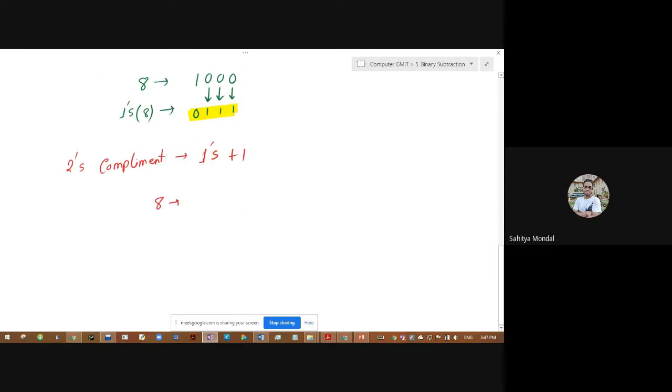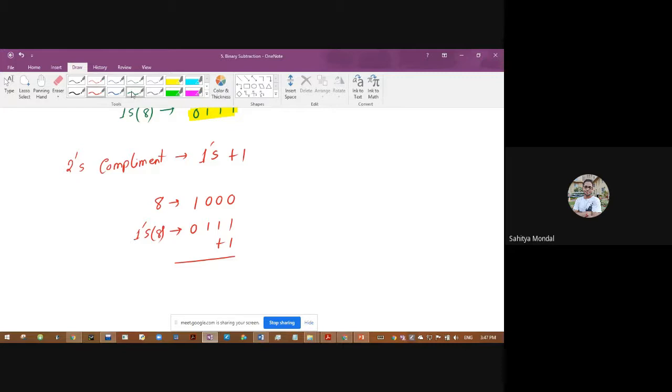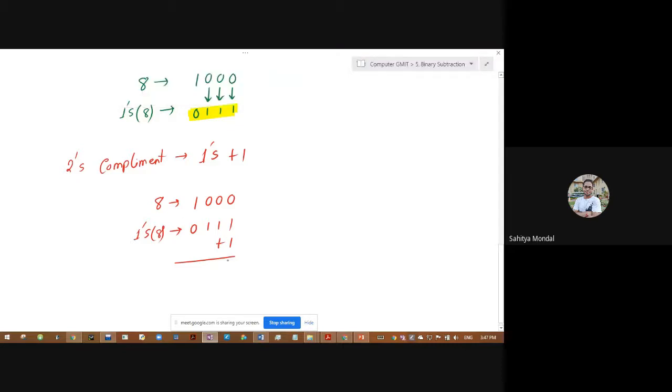So if this is 8, it is 1 0 0 0. After completing the one's complement of 8, we get 0 1 1 1. And if we add plus 1, what will be the value? Tell me the addition. Addition I have already discussed in the previous class. 1 plus 1 is 0 carry 1. So what do we get? That will be the two's complement of 8. So this is also used for negative number representation.